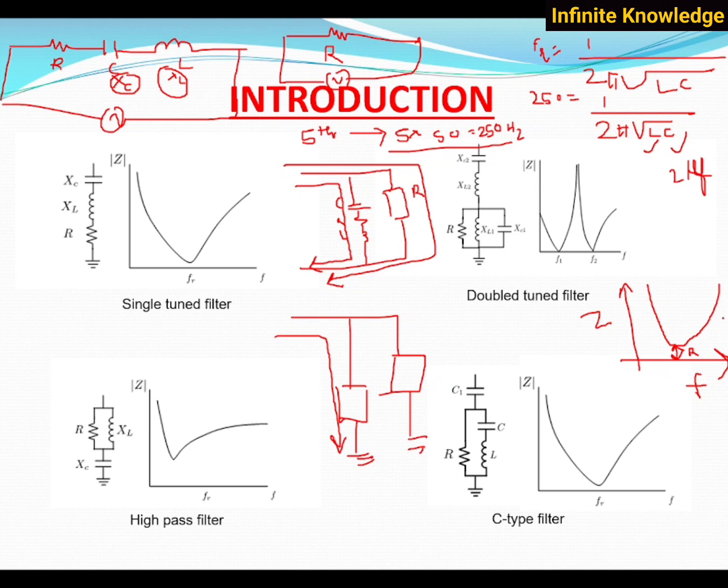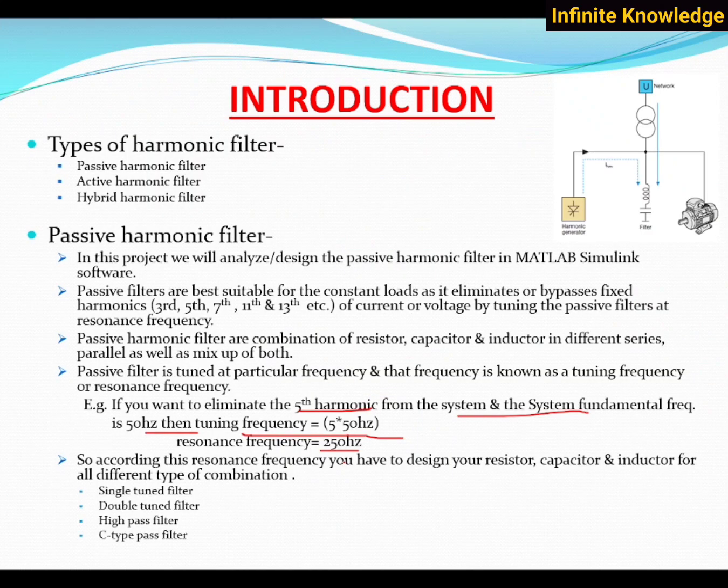So this resistance is only this value. You get a minimum impedance, and with minimum impedance most current flows through that path, because current always flows through the minimum impedance path. This is a very simple logic, but very interesting for understanding this topic. According to this resonance frequency, you have to design the resistance, capacitor, and inductor for all the filters.